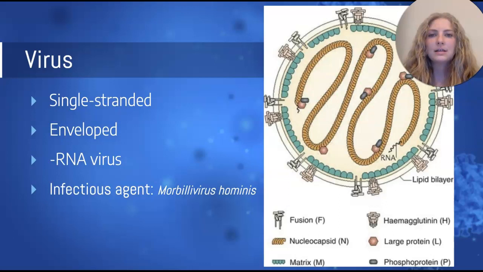The virus is a single-stranded virus. It has an envelope. It is a negative RNA virus. The infectious agent's name is morbillivirus hominis. This picture here shows the virus. You can see that it's single-stranded and it has an envelope.